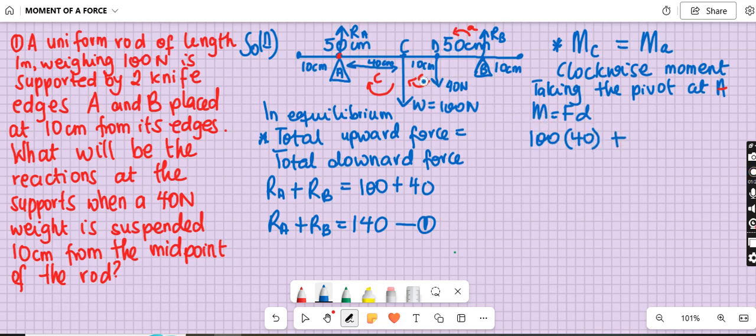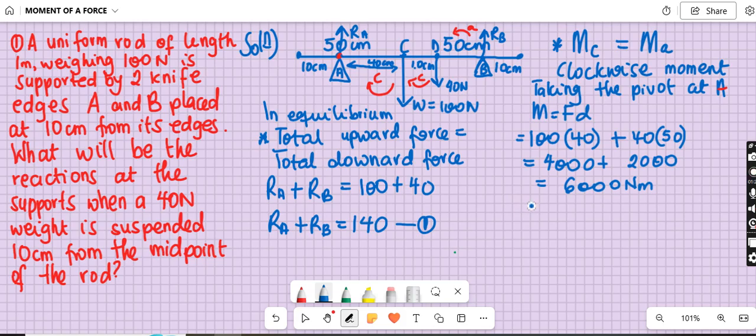Now let's look for another clockwise moment. This is the second one. Yes, we have a force of 40. And what would be our perpendicular distance? We have 10 plus 40, giving us what? 50. So if we multiply, we should have 2,000. So 4,000 plus 2,000, and this should give us 6,000 Newton meter. And that is our clockwise moment.